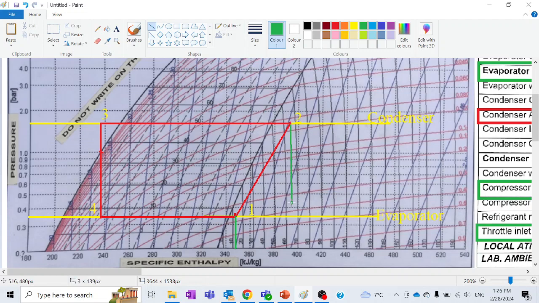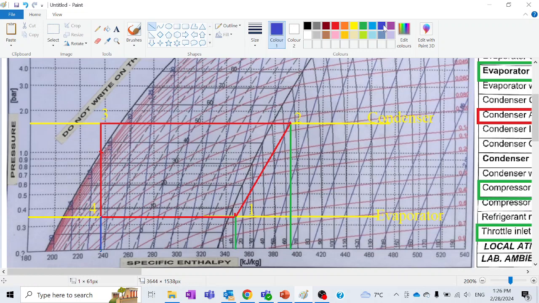Similarly, for point 2, again draw a vertical line until it touches this point. So this is your enthalpy value H2. For points 3 and 4, since it is a constant enthalpy process, just draw a vertical line here, and we know that the enthalpy value is approximately close to 240 kilojoules per kilogram. So this is how you can find your enthalpy values.